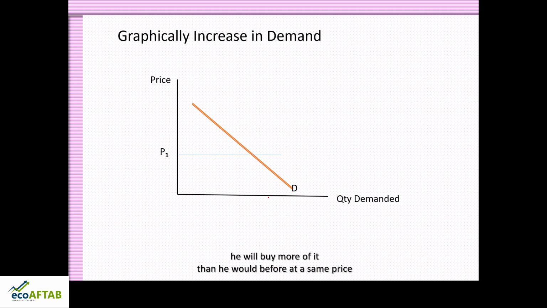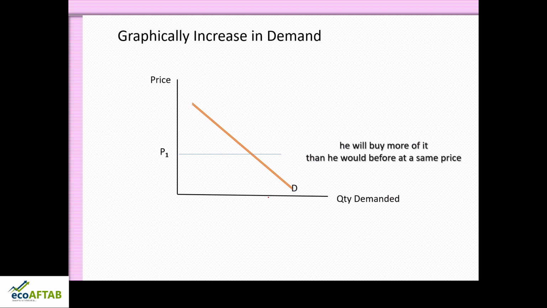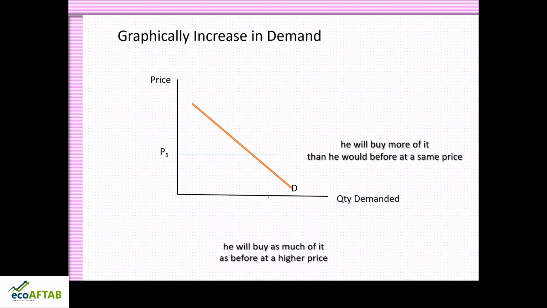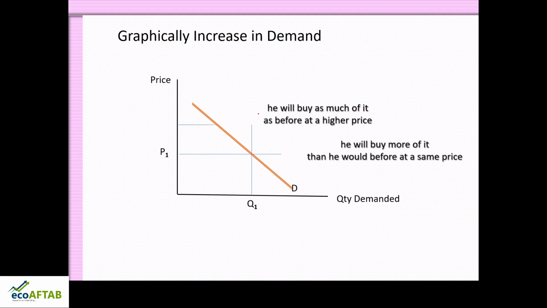Then the other situation is, this is the first situation, and the other situation is he will buy as much of it as before at a higher price. So here, how much is he buying right now? He is buying this much unit, but now if the price increases and it becomes P2, what will happen? He will be buying the same amount of quantity at the increased price. This is the second situation. So see here, the same amount of quantity Q1 the consumer is buying at an increased price.